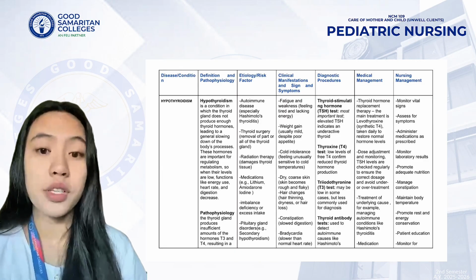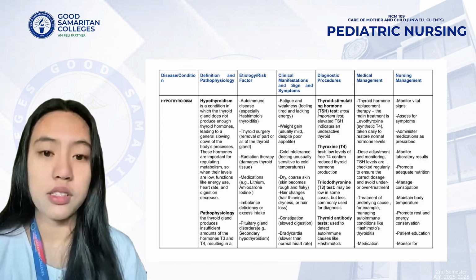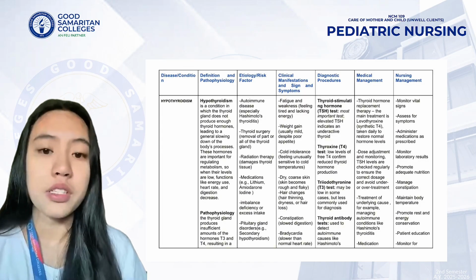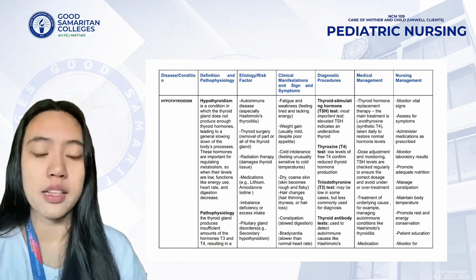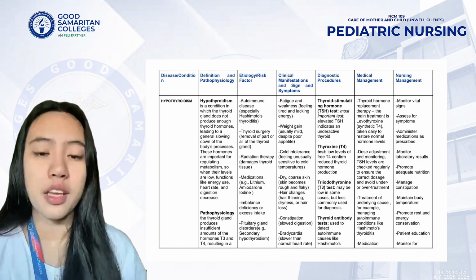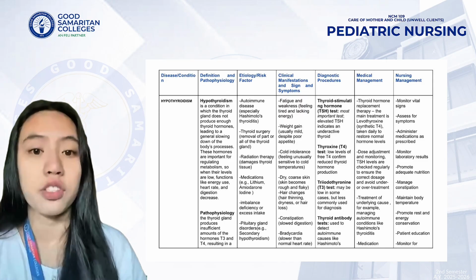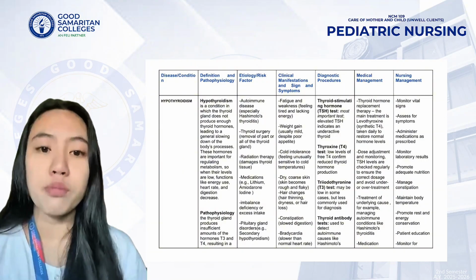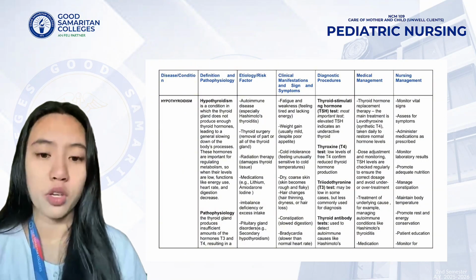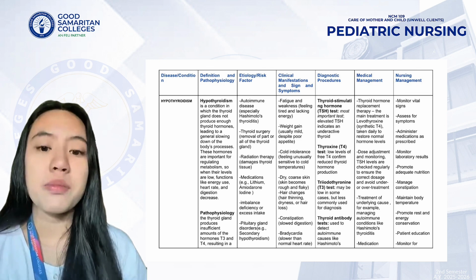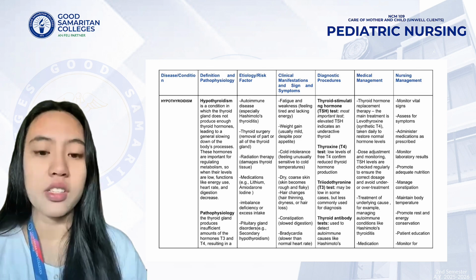And lastly, for the last part of the table is the nursing management. First, we must monitor vital signs, especially the heart rate and the temperature of the child. Observe for improvement or worsening of symptoms. Administer medication correctly and consistently.